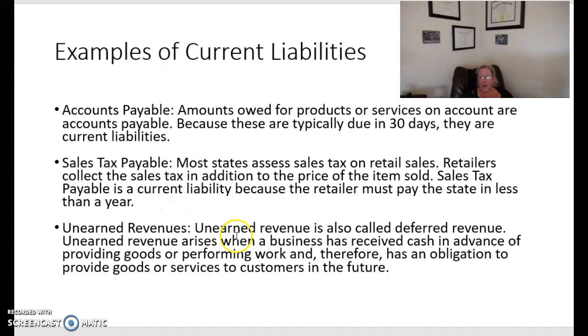And then unearned revenue. Unearned revenue, we also call this deferred revenue. And this comes into play when a business gets cash in advance of providing the goods or performing the service. And so they have an obligation to provide goods or services to customers in the future.